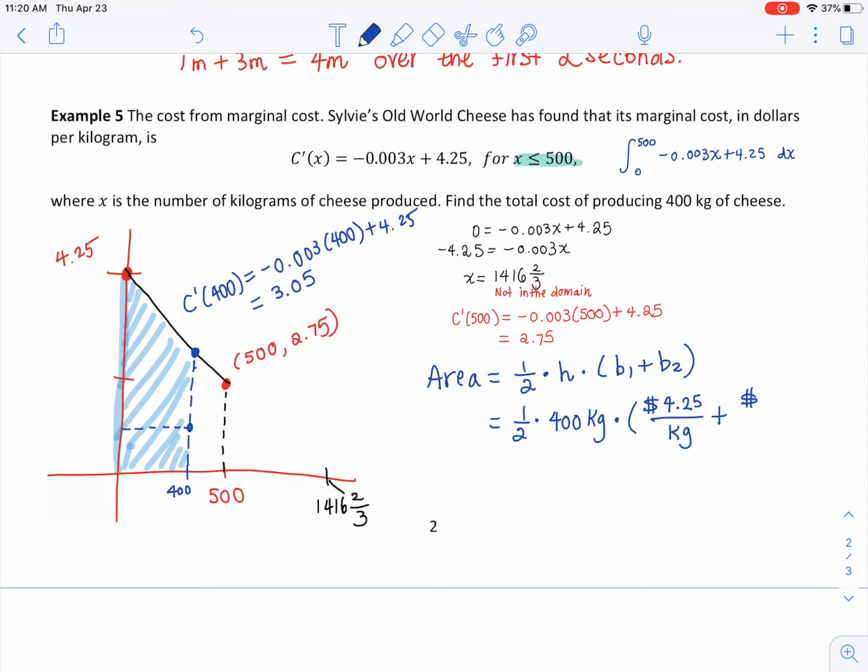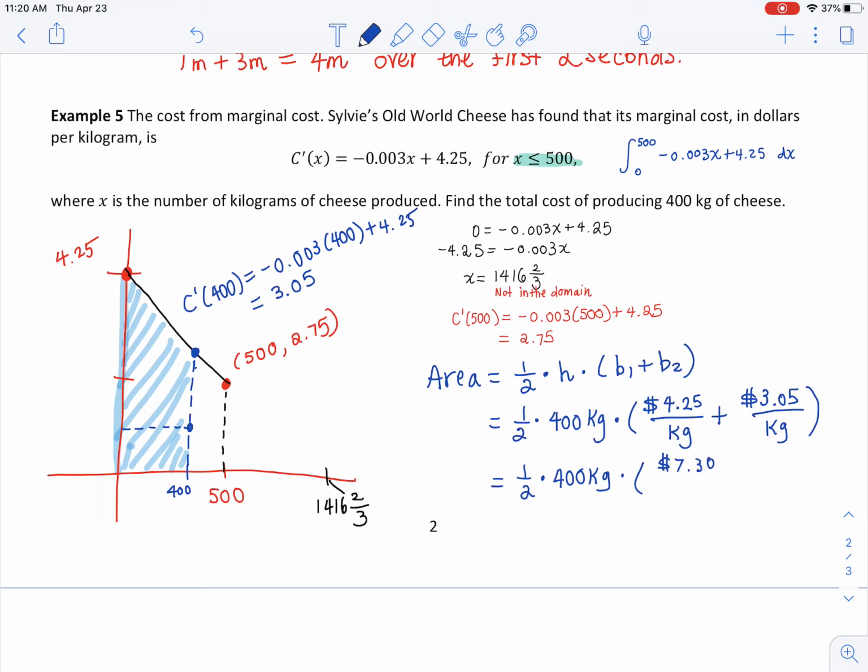So I'm going to go ahead and type that in my calculator. Negative 0.003 times 400 plus 4.25, and that comes out to be 3.05. Awesome. So at the time they're producing 400 kilograms of cheese, their marginal cost is $3.05 per kilogram.